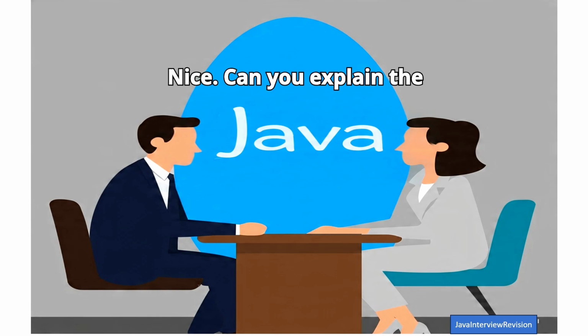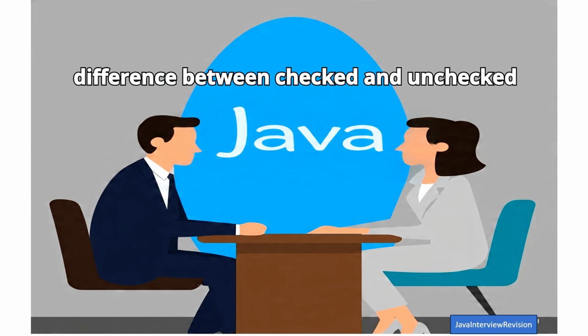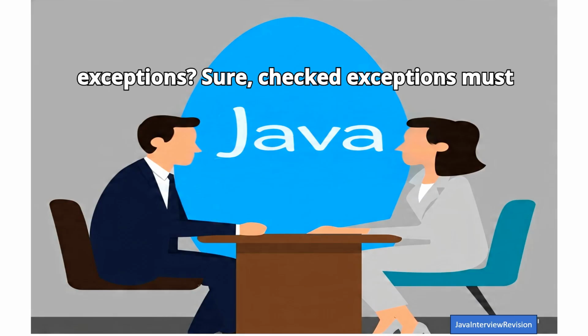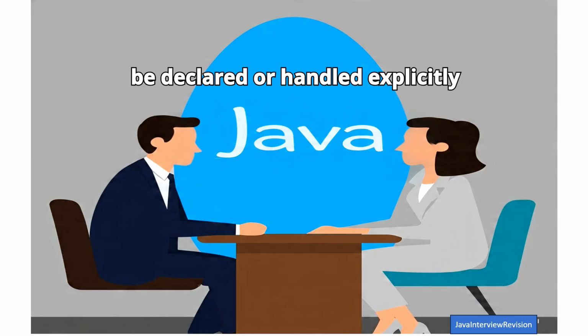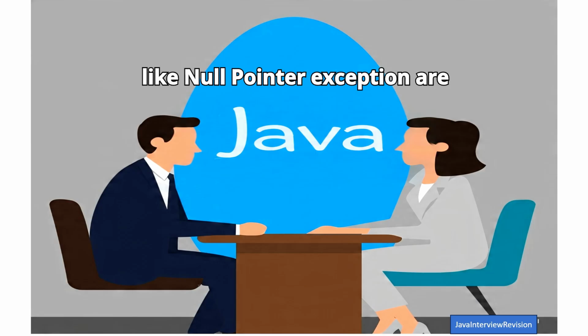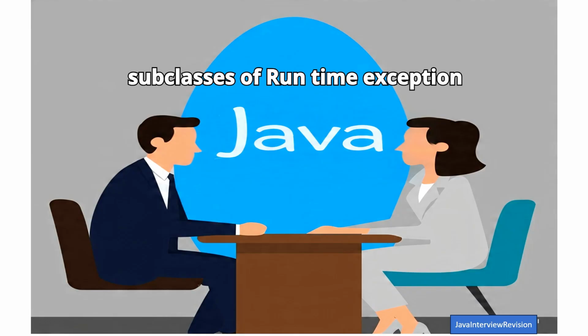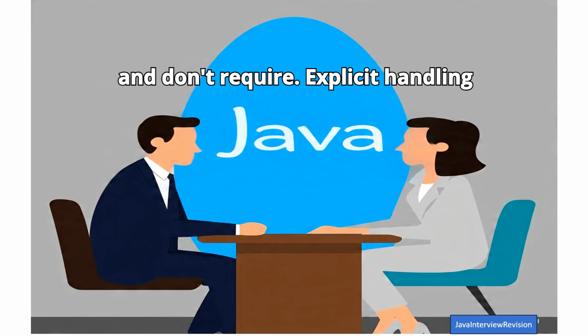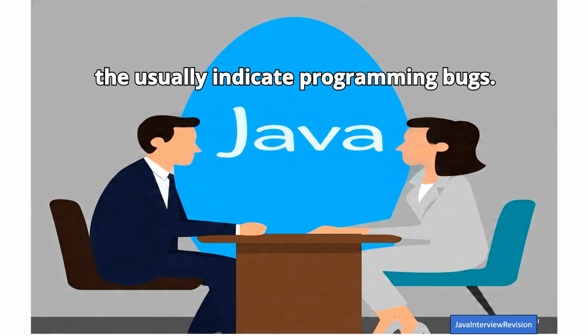Nice. Can you explain the difference between checked and unchecked exceptions? Sure, checked exceptions must be declared or handled explicitly, like IOException. Unchecked exceptions, like NullPointerException, are subclasses of RuntimeException and don't require explicit handling. They usually indicate programming bugs.